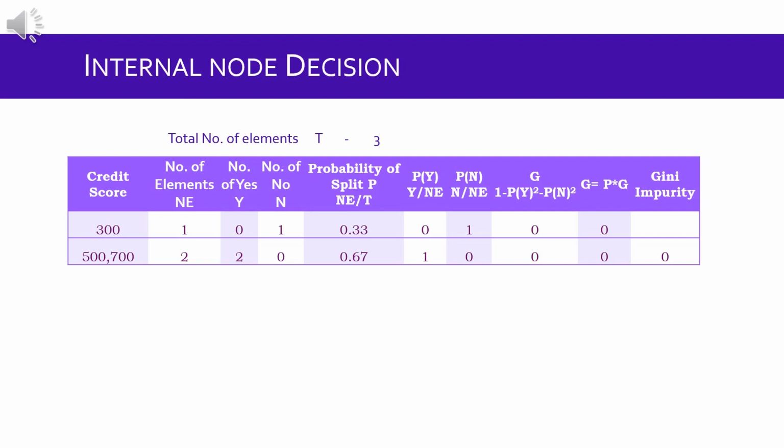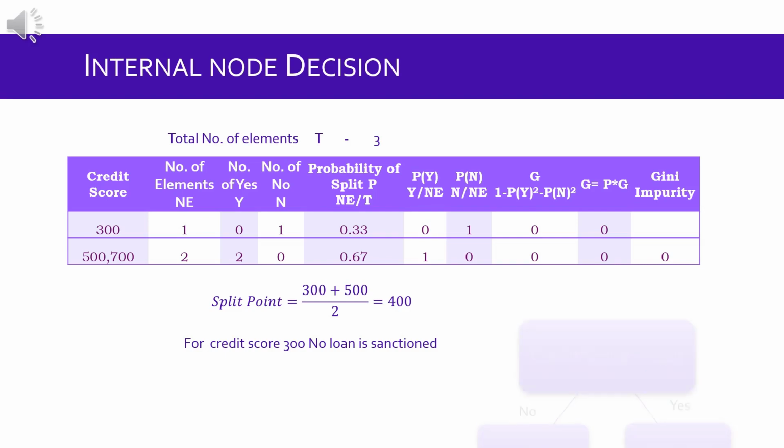The best attribute chosen for split is shown in the table. Group 1 has one element, 300, and group 2 has two elements, 500 and 700. The split point is the average of the last element in the first group and the first element in the second group. It is 400. The growth of the decision tree is shown in the figure.